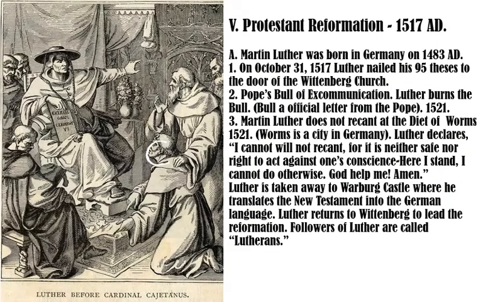We now come to the Protestant Reformation that started in 1517. Martin Luther was born in Germany in 1483 AD. On October 31st, 1517, Luther nailed his 95 Theses to the door of the Wittenberg Church. The Pope issued a bull of excommunication, and Luther burned the bull. A bull is an official letter from the Pope. He did this in 1521.